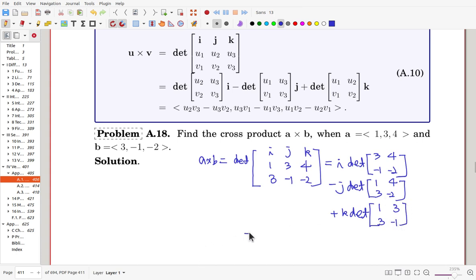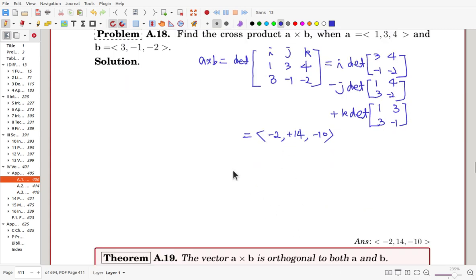Okay. So from this one, i will be the first component, and the determinant will be this product minus that one, so -6 minus -4, that is -2. And for j, -2 minus 12 is -14, but we have a minus here, so that is +14. And for this last one, -1 minus 9 is -10, right? So that's the cross product.